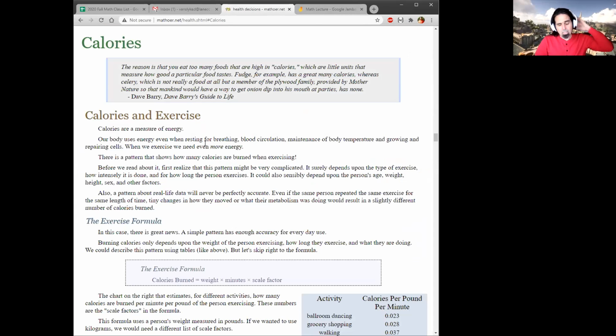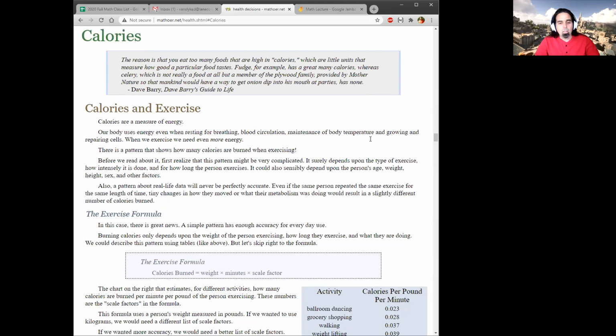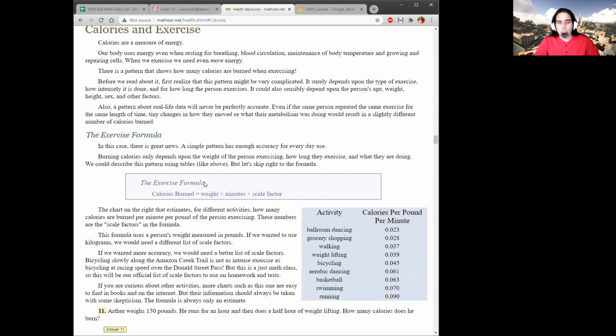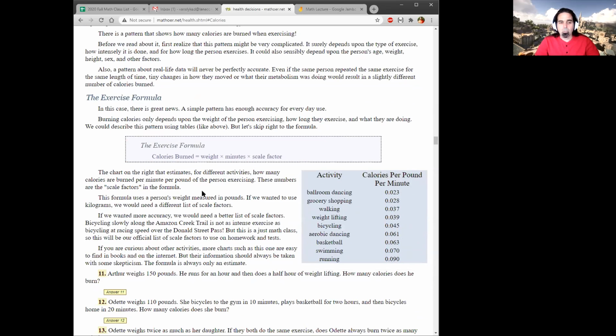So we talked about calories, their energy, you burn more when you exercise. And there was this nice formula where you just multiply 3 things together. You multiply someone's weight, you multiply how many minutes they exercise. And we had a couple of problems trying to trick you, giving you time in hours instead of minutes, and you would have to multiply by 60. And then there's a scale factor you multiply by.